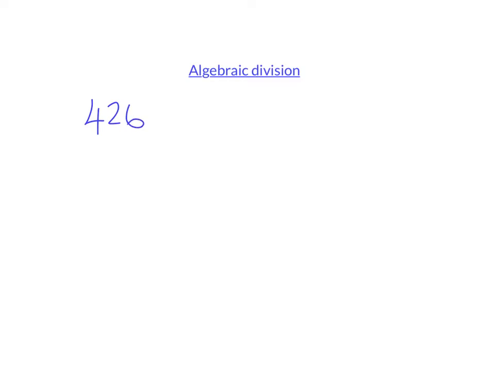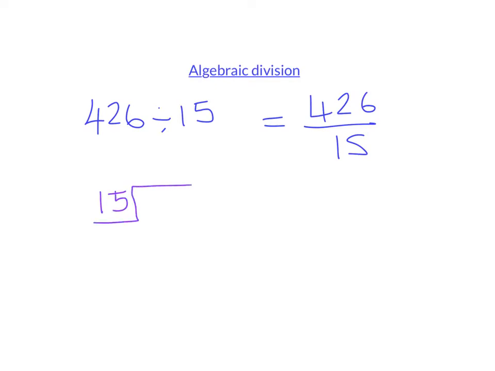We're going to do 426 divided by 15. And this might be written as a fraction, so we could say 426 over 15. Either way, when we're going to do a division, we're going to have a step sum. 15 goes in the step, 426. And the first question we ask is, how many 15s can we fit in 42?